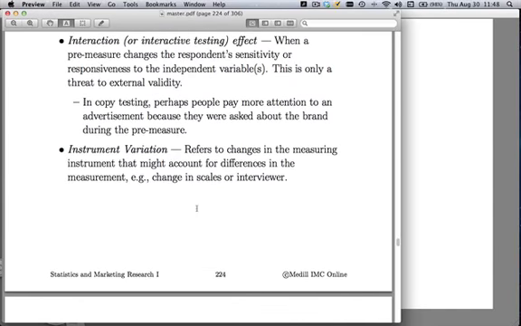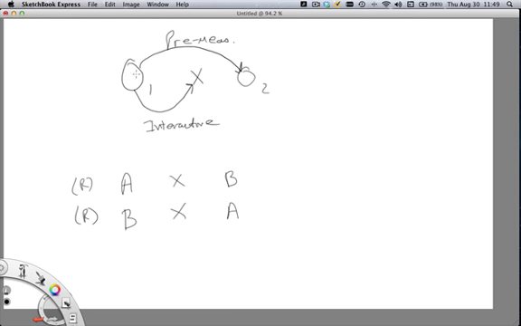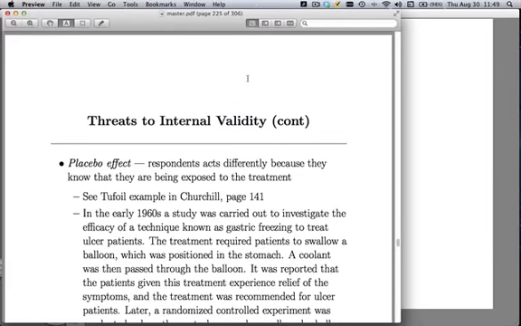There are lots of ways for this to occur. Another subtle way for instrument variation to occur is by having a different interviewer. If we have interviews and one interviewer is very enthusiastic, very gregarious, and the other one's kind of grumpy, that would also affect measurements. If you have a grumpy interviewer here and a very lively interviewer here, you could observe a change that's not due to what you test, but is just the interviewer.